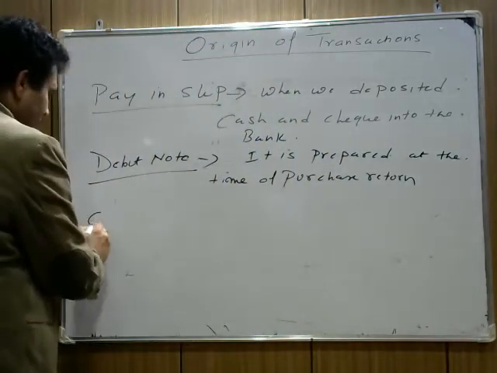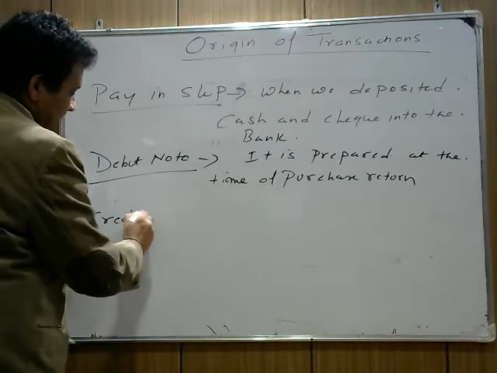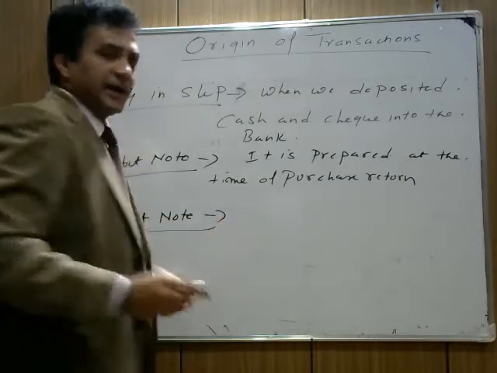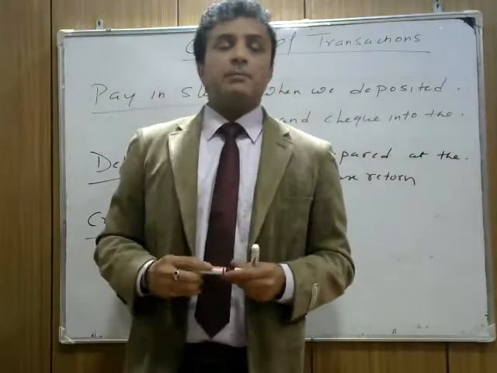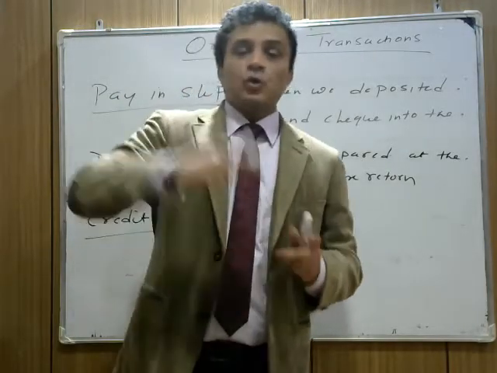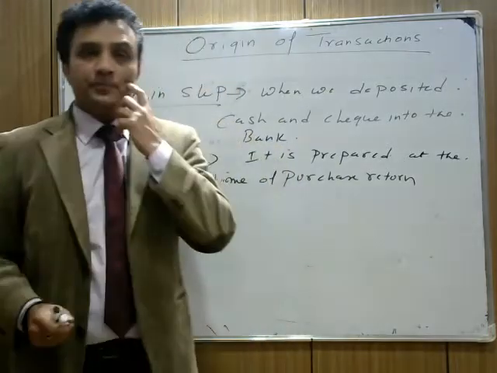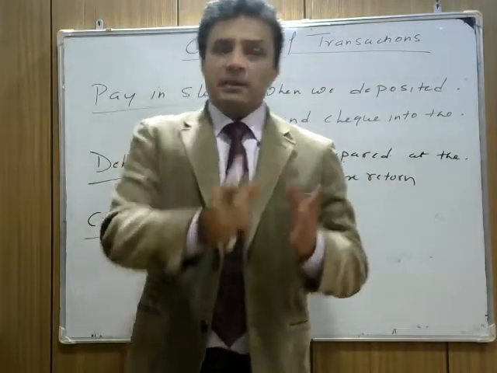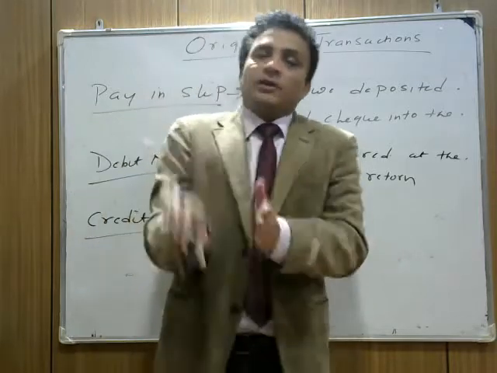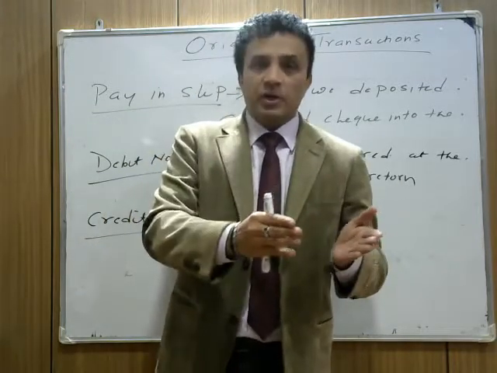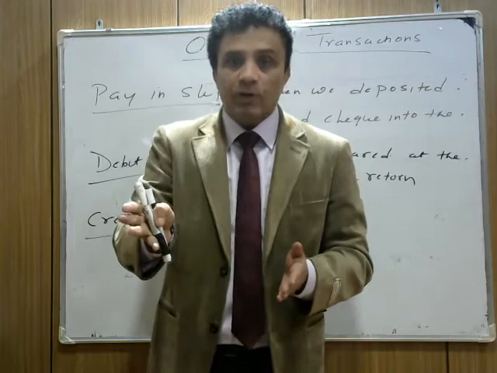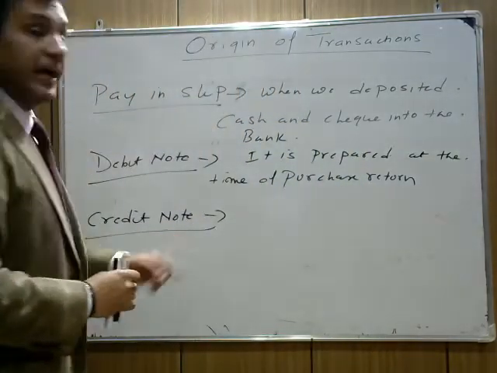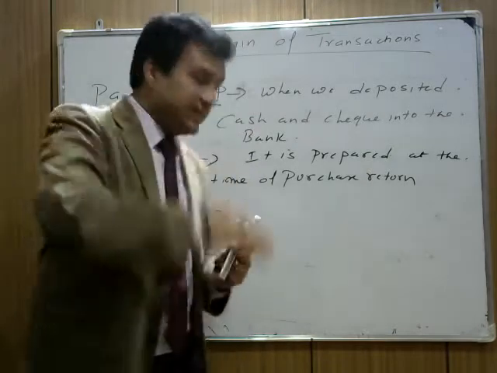Next is credit note. What is credit note? Again, it is prepared at the time of sales return. When you sold goods to a debtor, you sold goods to some party, and he doesn't like the goods. He says, "But these goods which you sent to us are not up to the mark or are defective." You understand? Debit note is prepared at the time of purchase return and the credit note is prepared at the time of sales return.